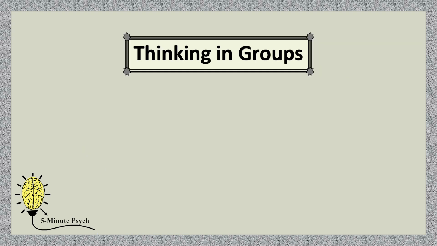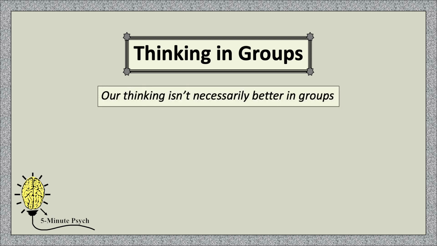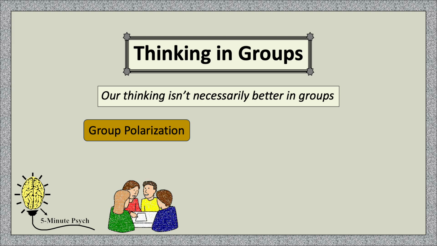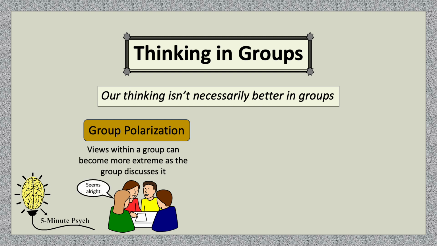What about how well we think in groups? Are many heads better than one? Well, not necessarily. For instance, with group polarization, this is when people of similar views sit down and discuss their views and then walk away with more extreme views than when they sat down. So as a group, their view becomes more extreme or more polarized.